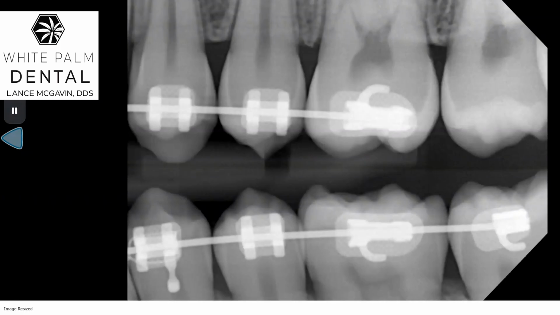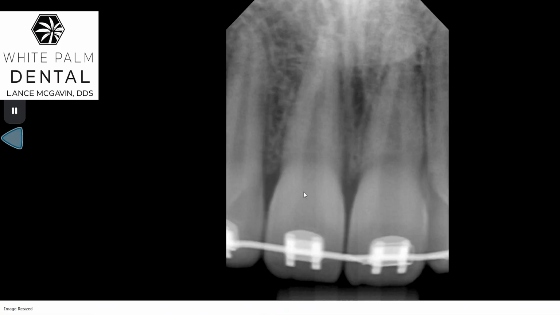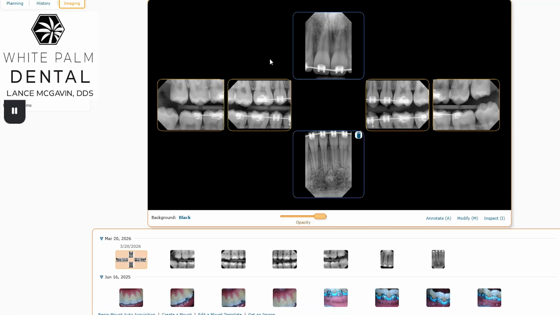This is going to get denied by insurance. They're going to say, you guys are crazy. We're not paying for this. They don't have bone loss. Like, anyone can see that. There's no bone loss. So we need to take that into consideration. There's no bone loss here.